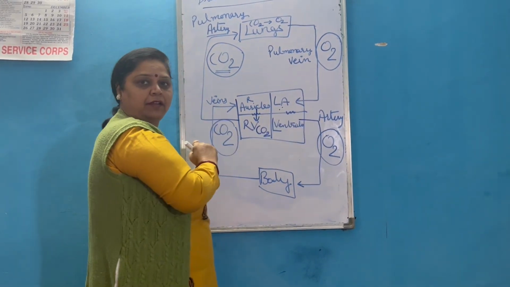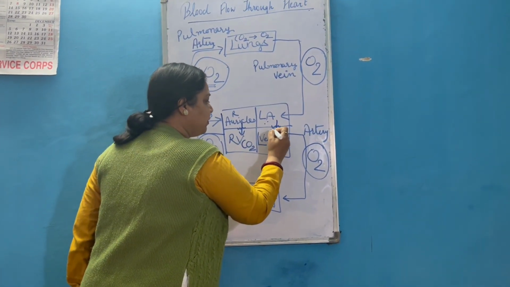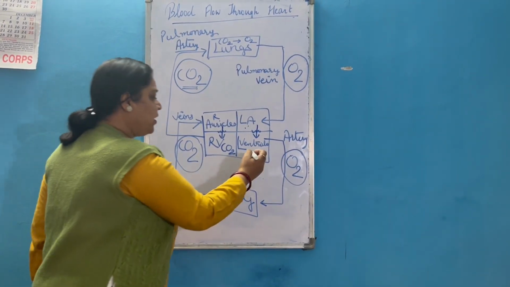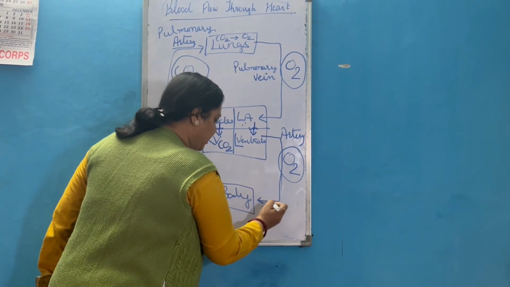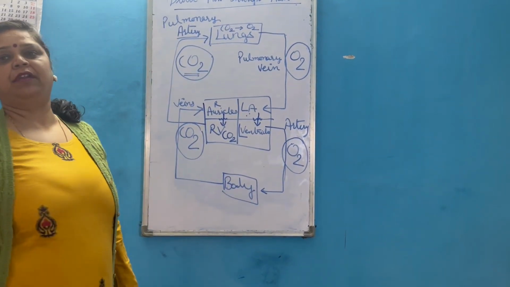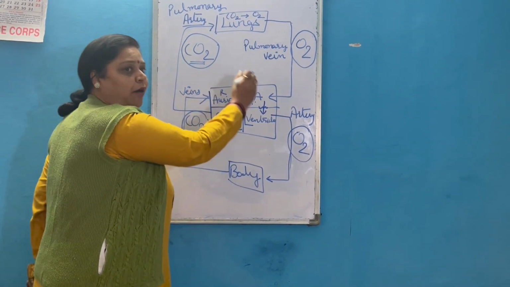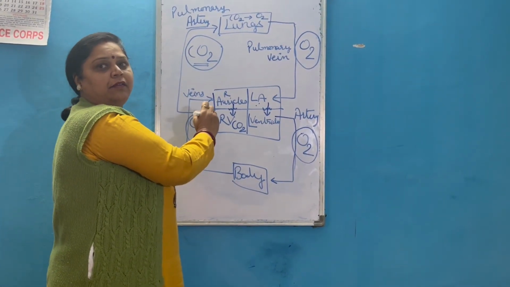Now this pulmonary vein, an exceptional vein, brings the oxygenated blood to the left auricle, and from the left auricle, through the bicuspid valve, it enters the left ventricle. And now from the left ventricle, this oxygenated blood is supplied to the entire body from head to toe. So the cycle goes on and on and on.